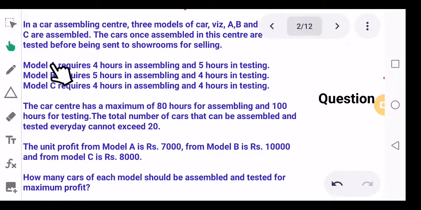So for assembling, if you want to assemble a car of model A, it will require 4 hours. If you want to assemble a car of model B, it will require 5 hours. If you want to assemble a car of model C, it will require 4 hours. In total we have a maximum of 80 hours in hand, so the total hours for assembling can be either equal to 80 hours or less than 80 hours. Keeping this in mind, let us formulate the constraint.